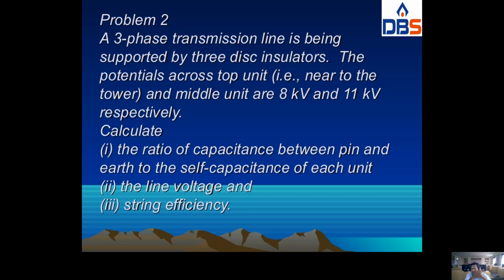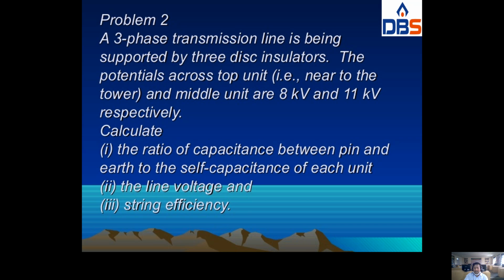They given V1, V2, but not given V3, right? Now calculate the ratio of capacitance between the pin and earth to self capacitance of each unit, that is K value. Second one, line voltage. Then third one, string efficiency, right?